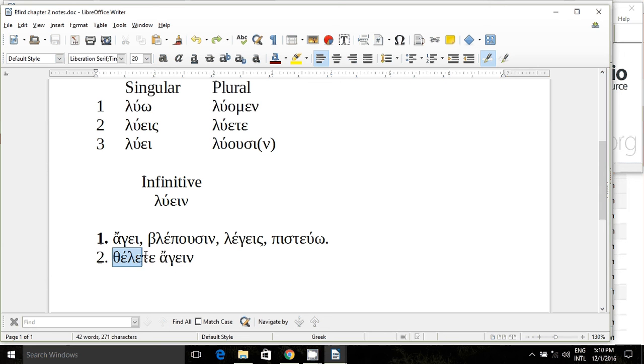We can combine verbs sometimes like this. Theleta again, second person plural, eta, right? And thelo, I see in my vocabulary list, means wish. So y'all wish, you plural wish. My ain ending is my infinitive, which in English is just to loose. So again is to lead. Y'all wish to lead.